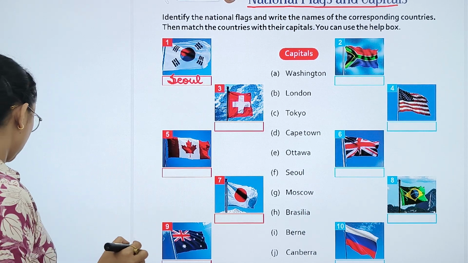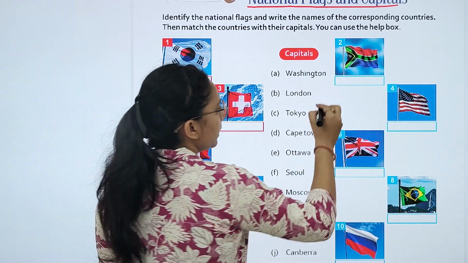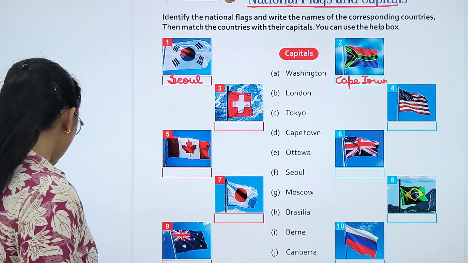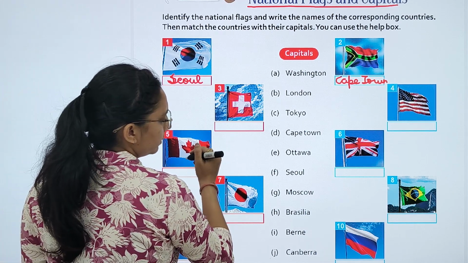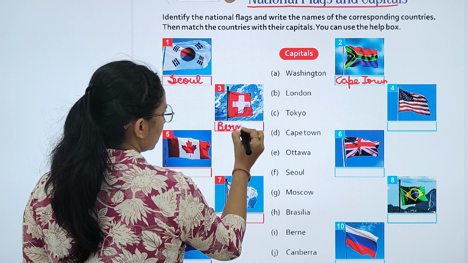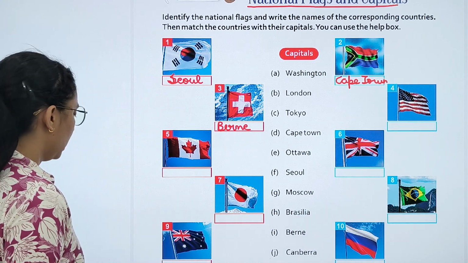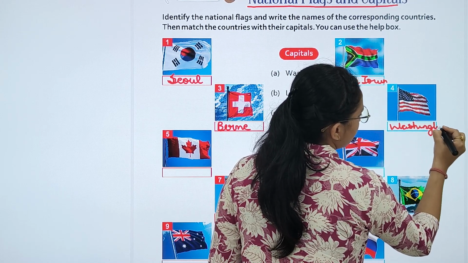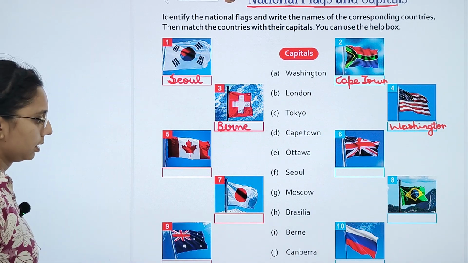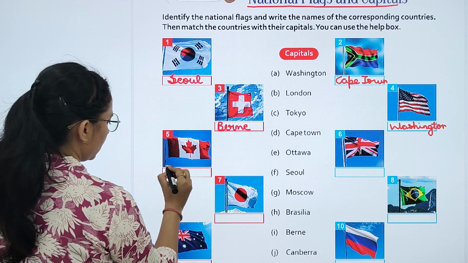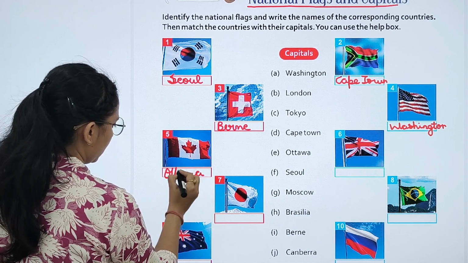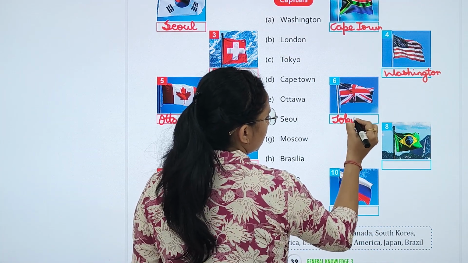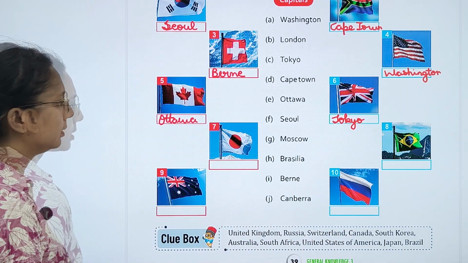Right? Now the second one is Cape Town. Third one is Berne. Then we have the fourth one, that is Washington. Right? This is your Ottawa. Sixth one is of Tokyo. Right? Sixth one is of London.